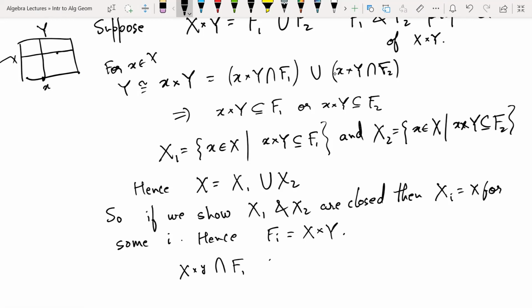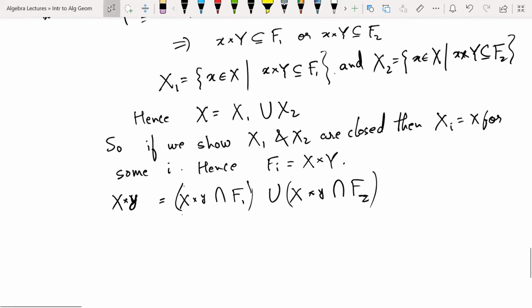Because there's a partition: X cross Y intersection F1 and X cross Y intersection F2. That partition is X cross Y, right? The union of X cross Y intersection F1 and X cross Y intersection F2 is the whole of X cross Y. Here we can use the fact that X is irreducible. So this is what was missing. This tells us that X cross Y is contained in F1, or X cross Y is contained in F2.